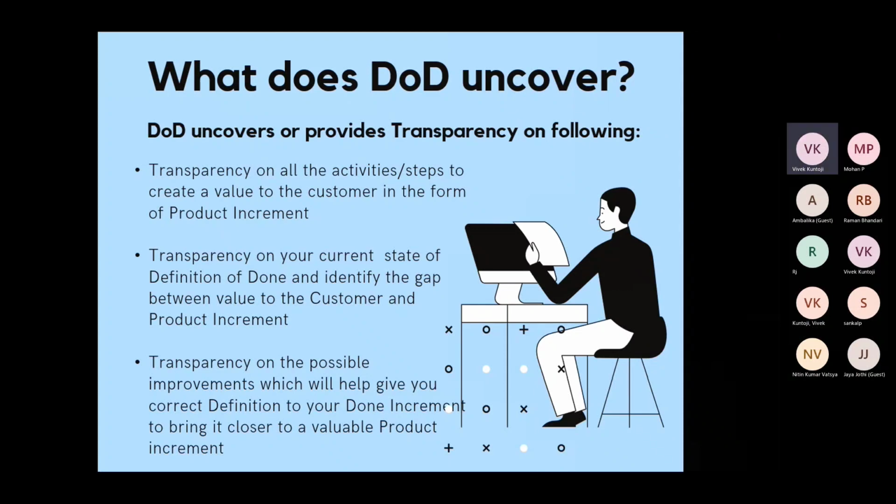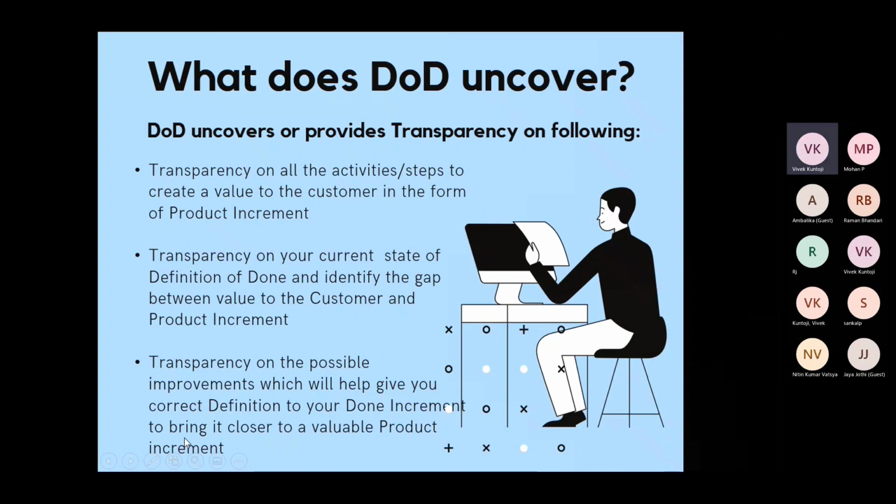Okay. Second is transparency on the current state of your definition of done, and identifying the gap between value to the customer and the product increment. Which means that the definition of done will expose where you are, or what your understanding of the definition of done is. It will let you identify whether your understanding is correct or not, what gaps there are, and how you can ensure the gaps are filled. And gaps between what? Gaps between the value that the customer is expecting you to deliver and the value that you are trying to create as part of the product increment. So when you have a definition of done in place, it will ensure whether you are bridging this gap or not. That is the second level of transparency it will help bring in.